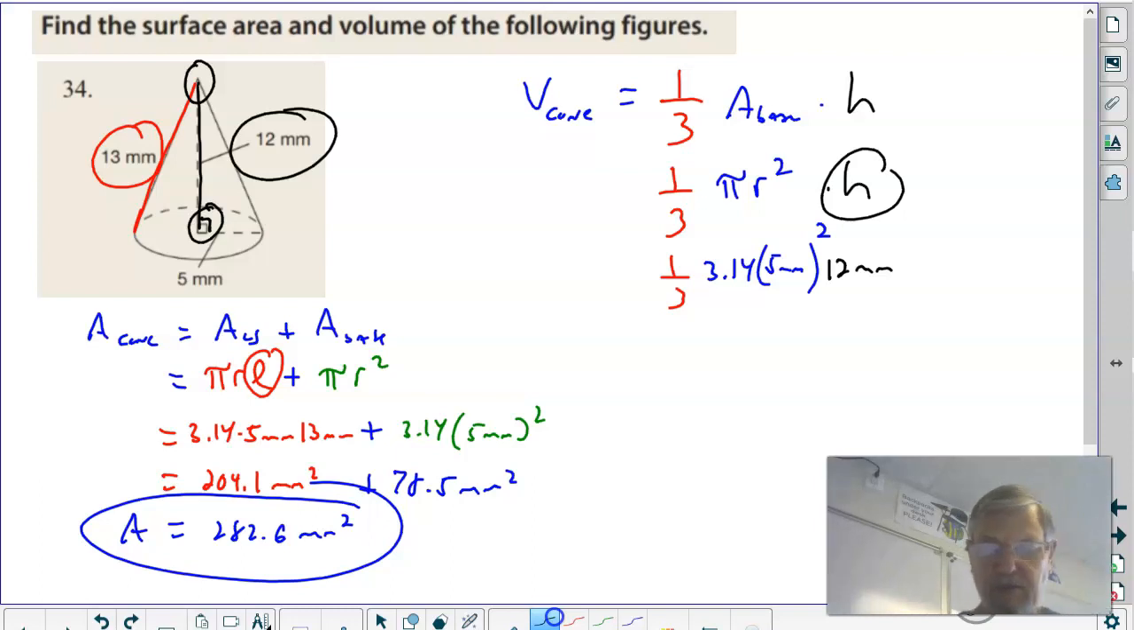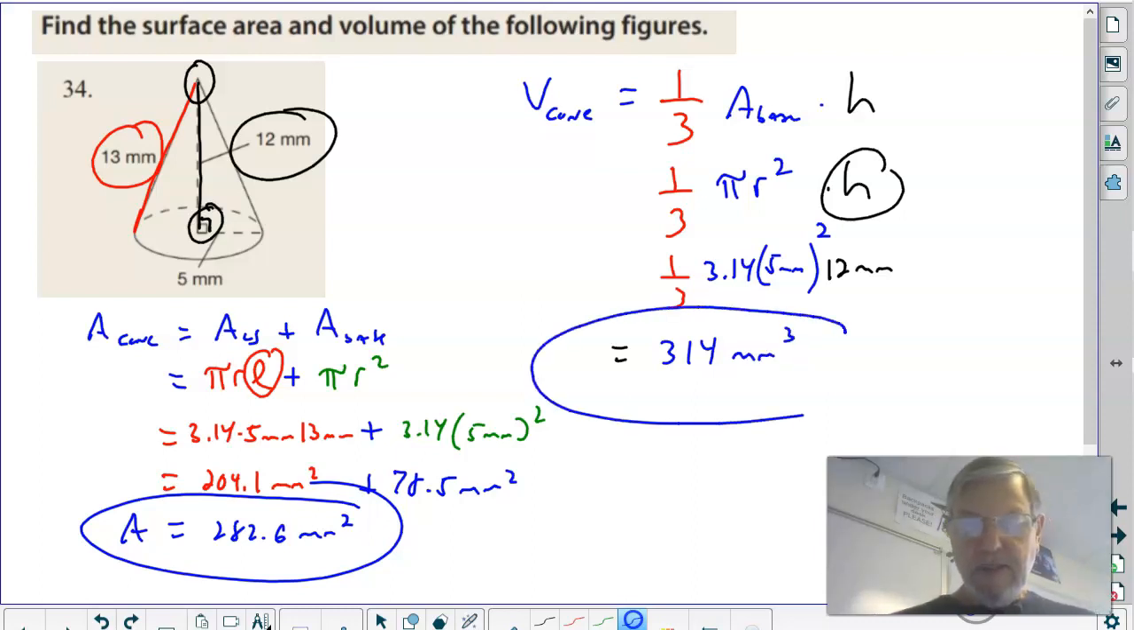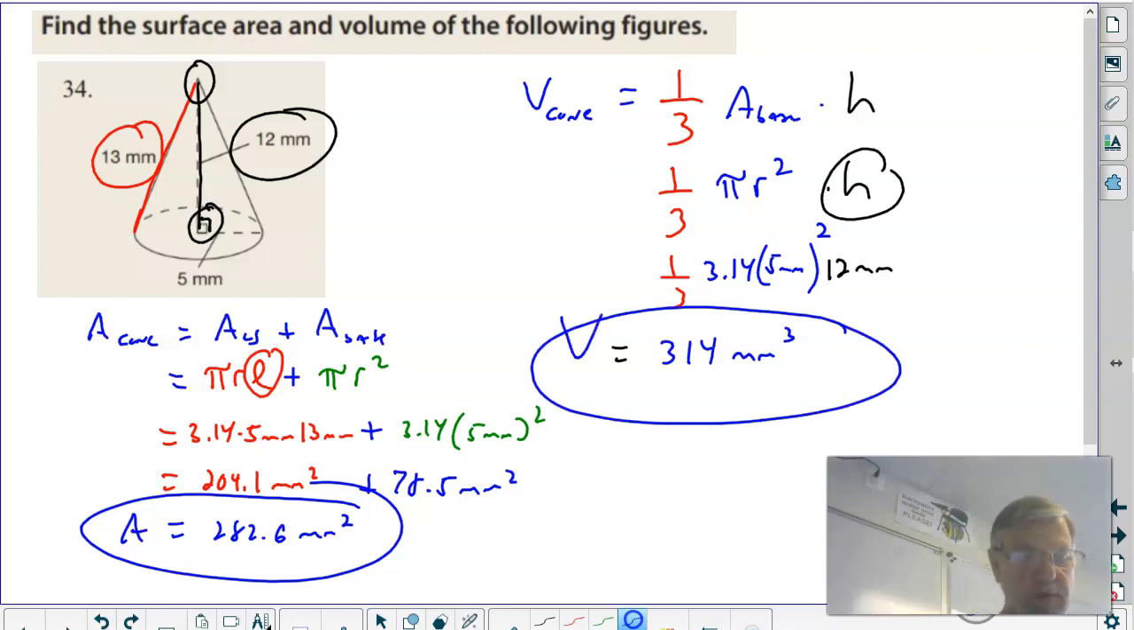All right, so 5 squared is 25. I like to multiply times the 12, then times the 3.14, and then I like to divide by the 3. Again, I'm just doing it using the commutative property. You can go in the order you want to. I got 314 millimeters cubed. Now let's check that, and that is indeed the answer for the volume of that cone.